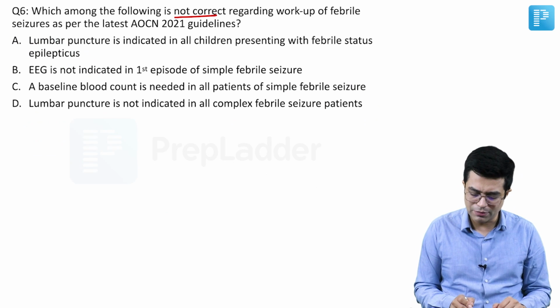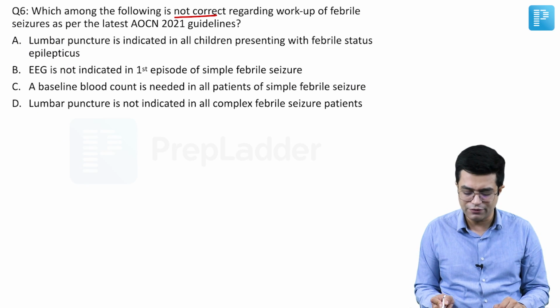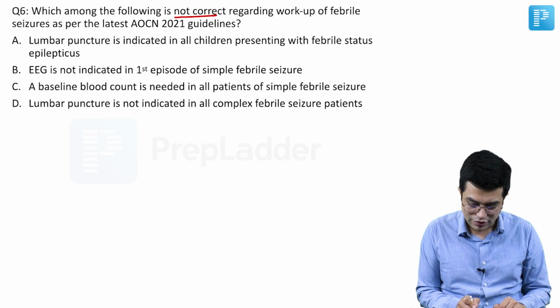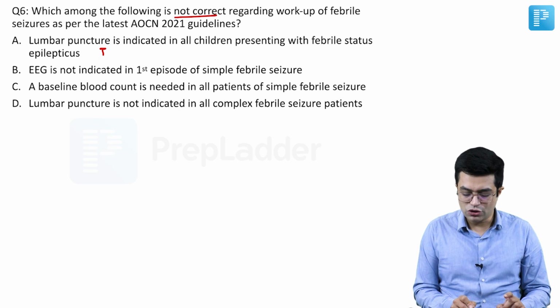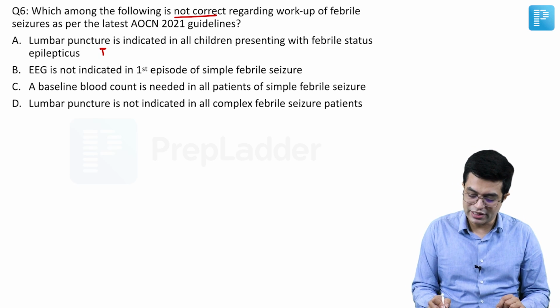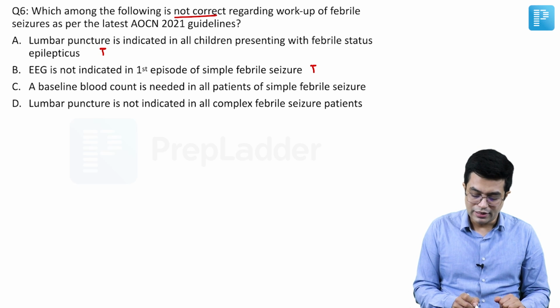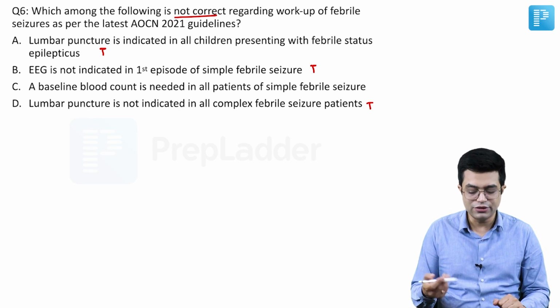So option number A, lumbar puncture is indicated in all children presenting with febrile status epilepticus. It is a true statement. Option B, EEG is not indicated in the first episode of simple febrile seizure. It is also a true statement. Lumbar puncture is not indicated in all complex febrile seizure patients. Option D is also correct.